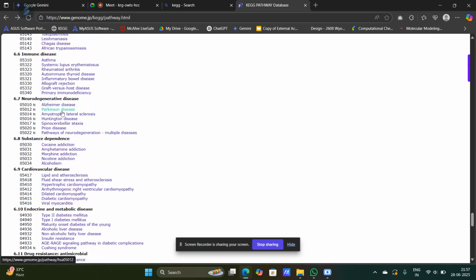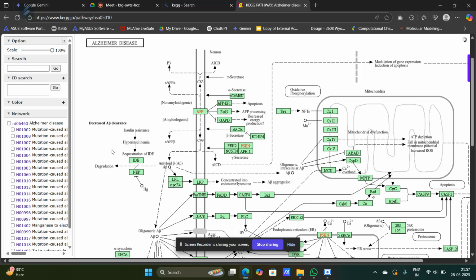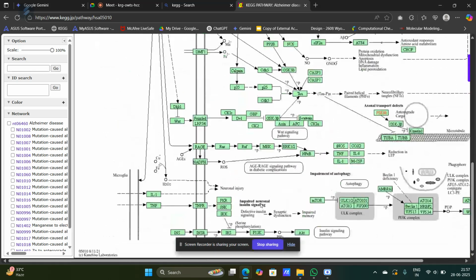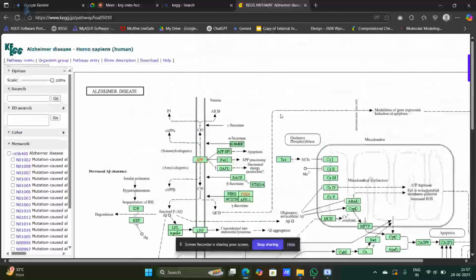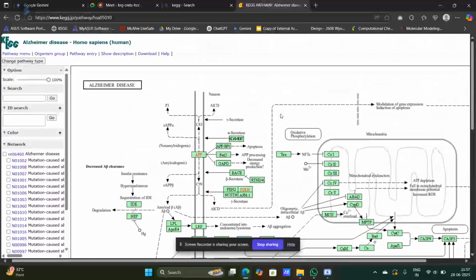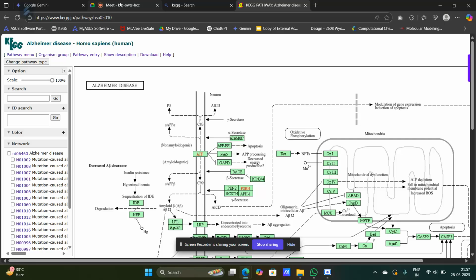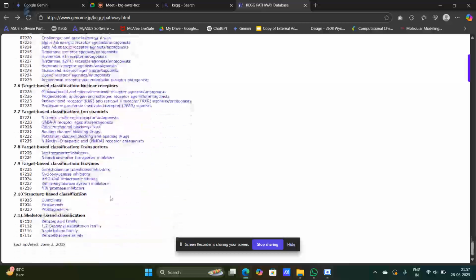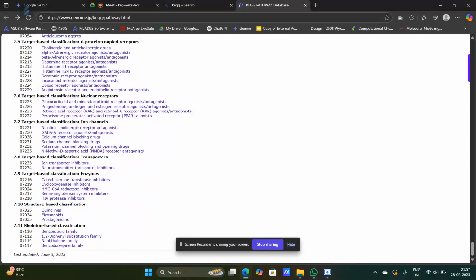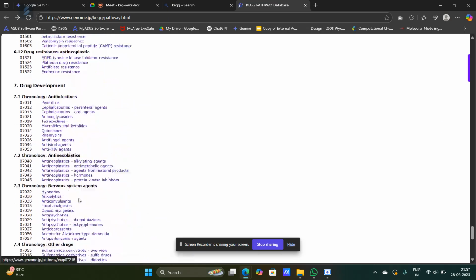And if I click on Alzheimer's disease, whatever you're going to see is just what we know as of now. Are you guys able to understand? As the research continues, things get updated, and this KEGG database gets updated. So you have even skeleton based classification, etc.